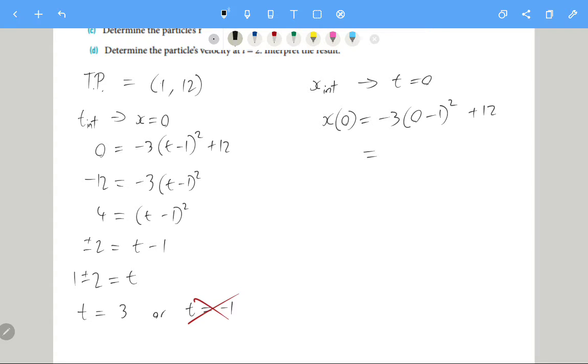Alrighty, minus 1 squared is positive 1, minus 3 plus 12 is 9. And so we've got our x-intercept at 9, we've got a turning point, and we've got one of our two intercepts that we need. So let's do a sketch.